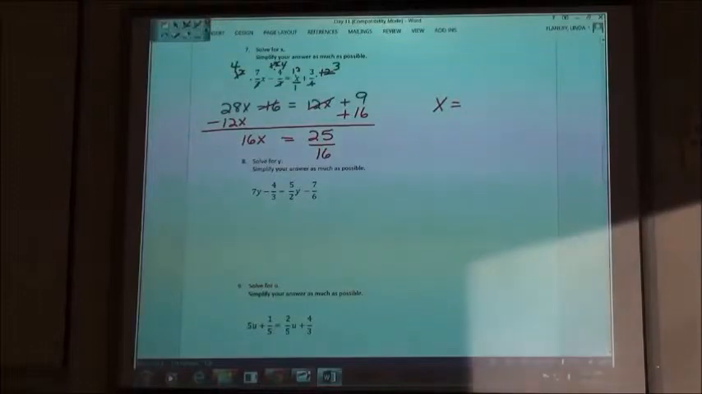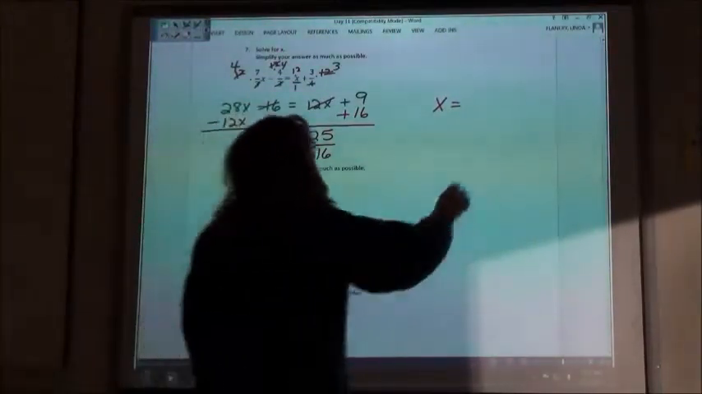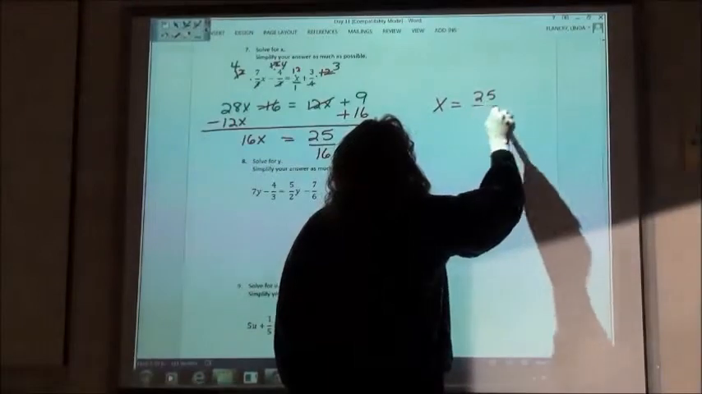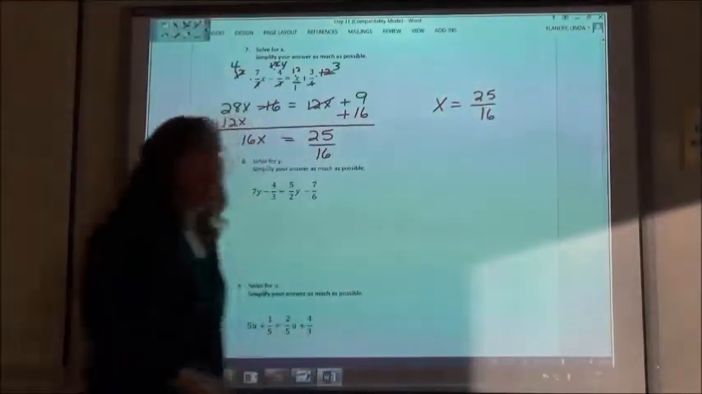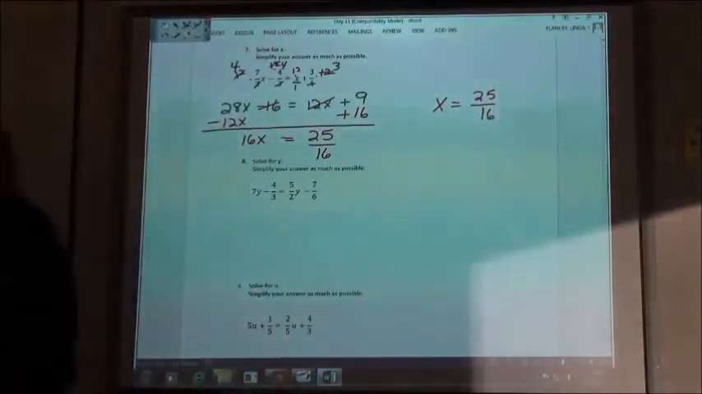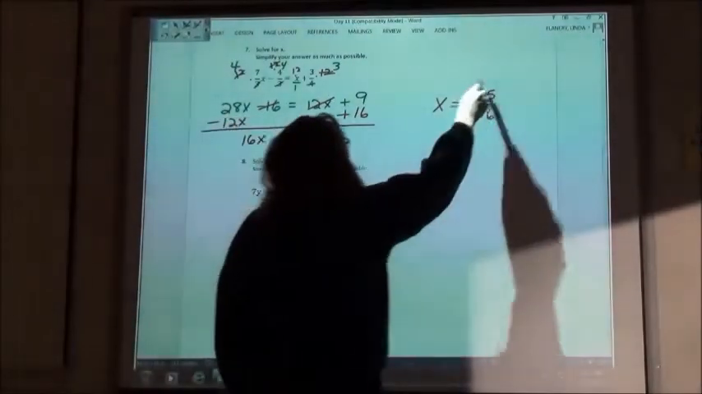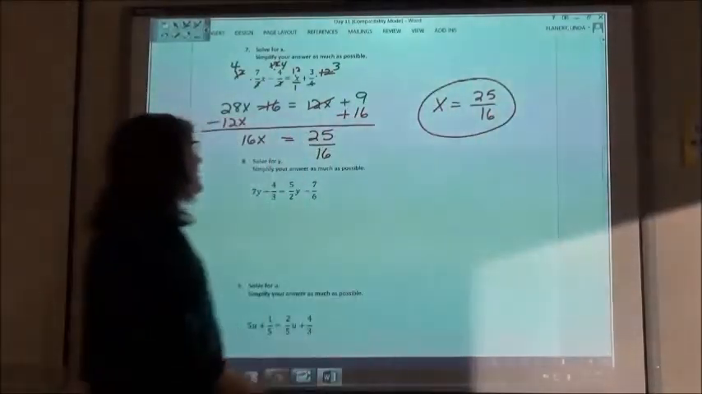And 25/16, no common factors. It's not going to reduce down. We're just going to leave it as 25/16. If you put it in your calculator, it'll give you the mixed number, but if you change your mixed number back to the improper fraction, you just get the same number back, right? So 25/16.